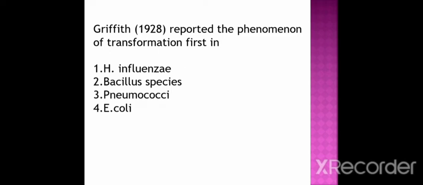Griffith in 1928 reported the phenomenon of transformation first in Haemophilus influenzae, Bacillus species, Pneumococci, E. coli. And the correct option is Pneumococci. In this experiment, Griffith used both virulent strain and avirulent strain of Streptococcus pneumoniae.